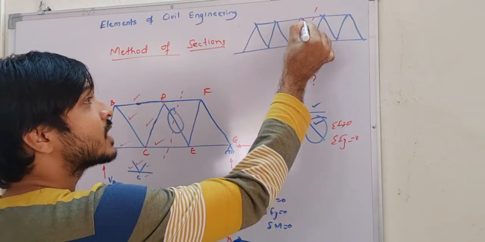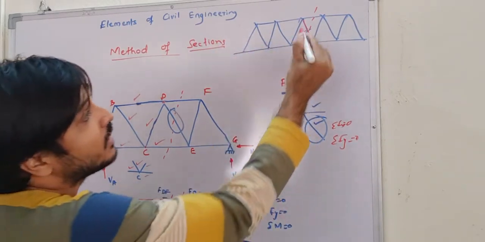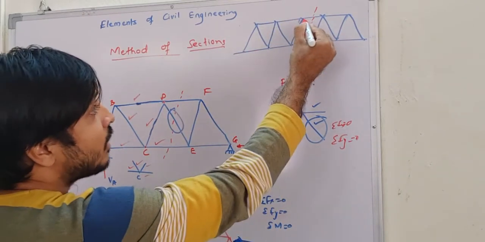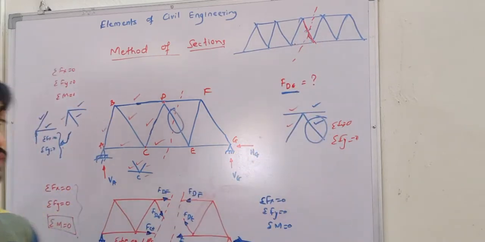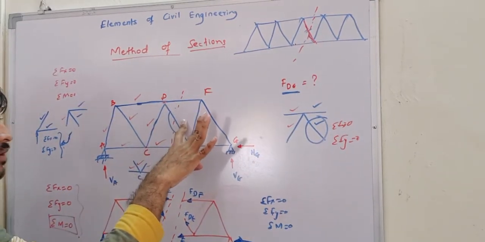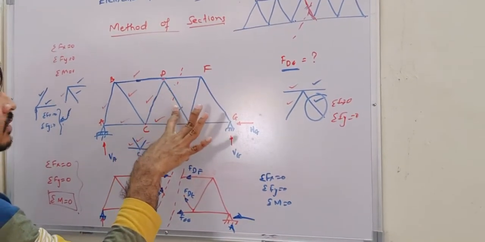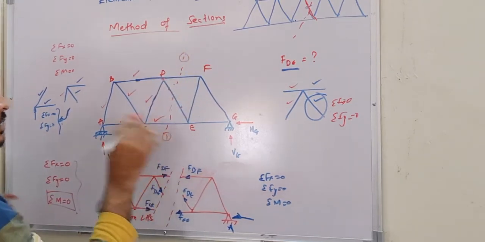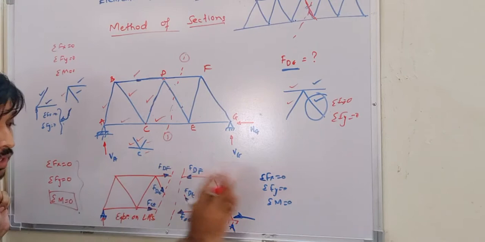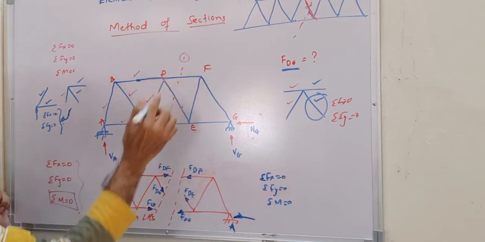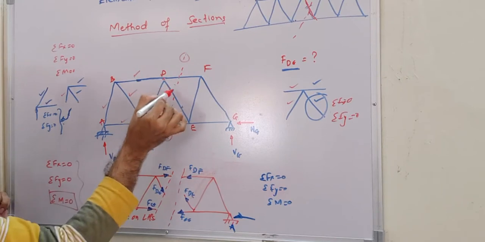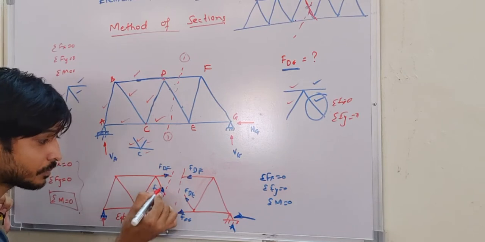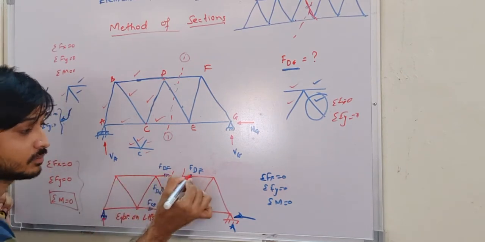Which member? Like they have asked the force in this member. So cut the section in such a way that it passes through a maximum of three members, and it should cut the member in which the force is asked. So similarly here, what I have done is I have cut the member DE along with this section. Let me call it section 1-1. I have cut the whole truss into two parts, one here and one on the RHS. After cutting, wherever it is passing, this is passing through member DF, this is passing through member DE and this is passing through member CE. In those members you consider that they are in tension.